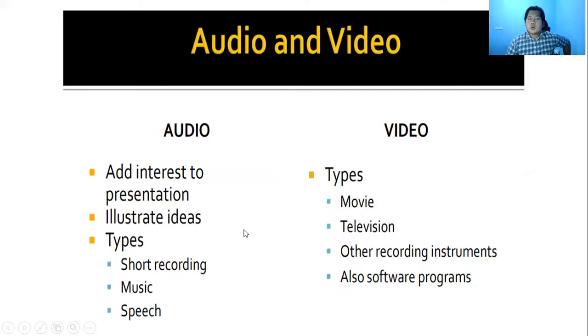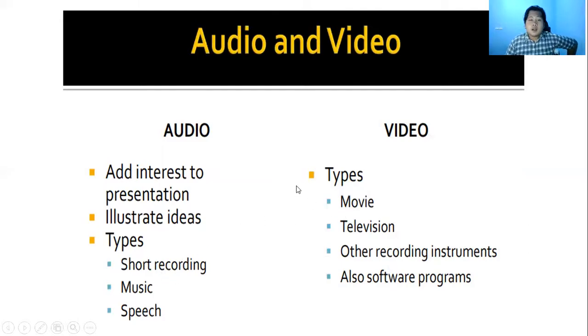And there are also types of audio: the short recording or just a podcast. Are you aware of the so-called podcast? It is a discussion in Spotify. So just like that. Music or the MP3. I know you are listening to music, so that is an example of audio. And speech. So speeches, conversations, just like that. So those are audio.